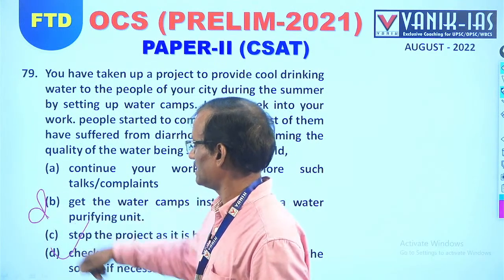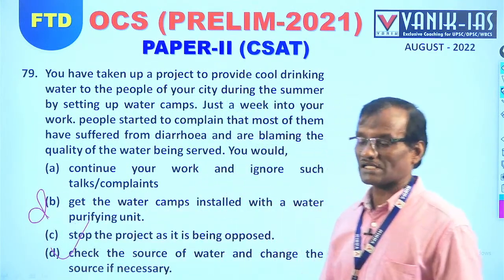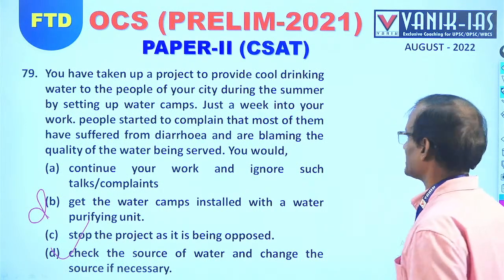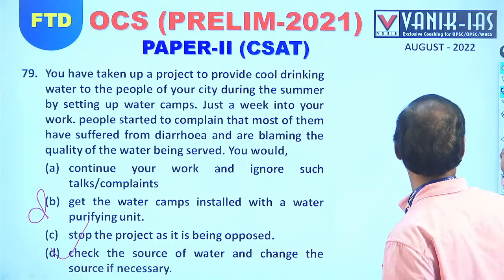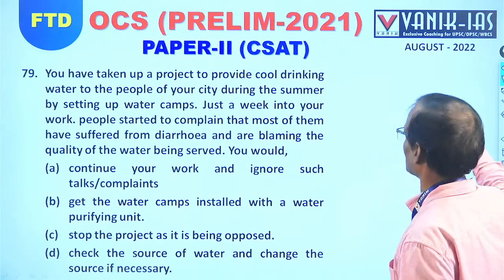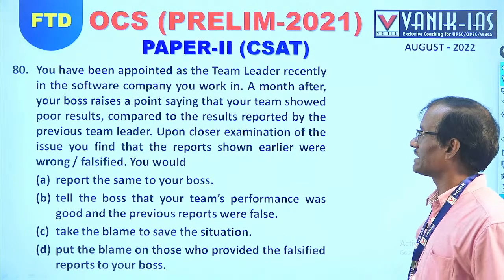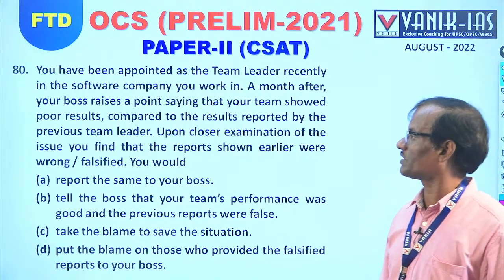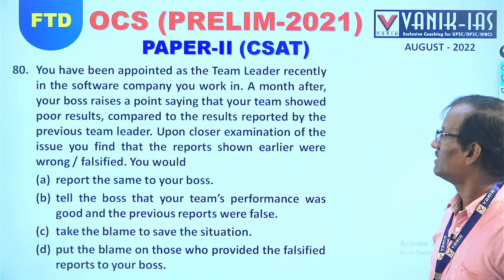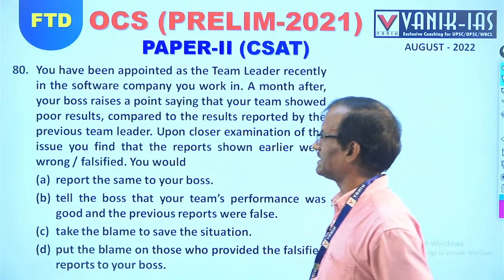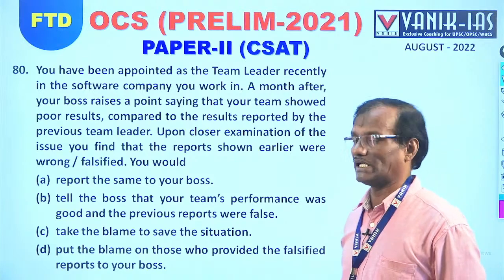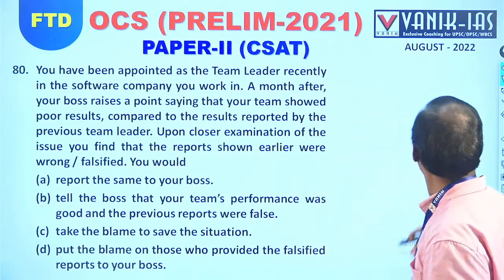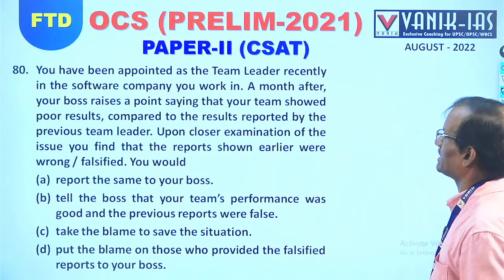So now we shall come to the last question of your CSAT paper, August 2022. You have been appointed as a team leader recently in the software company you work in. A month after, your boss raises a point saying that your team showed poor results. So what is your position now? You are a team leader.